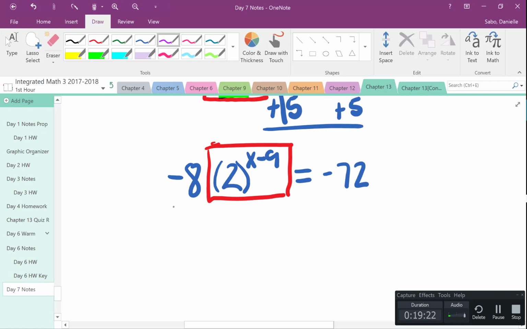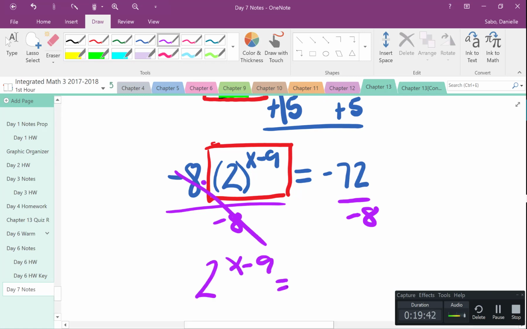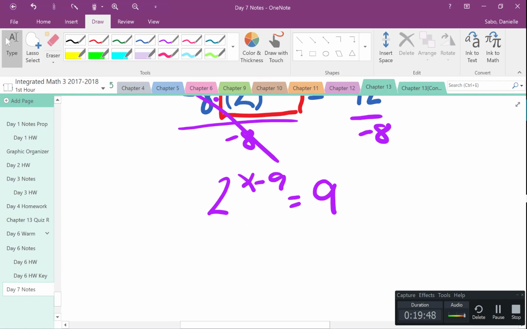What do I do to both sides? Divide by negative 8. Very good. Because it's currently multiplying to the box. Negative 8 is currently multiplying to my box, my exponential expression. So in order to do the inverse, I must divide. So I get 2 to the x minus 9 equals 9. See, just checking to see if you're paying attention. All right, now from here it should be okay because that exponential expression is alone.